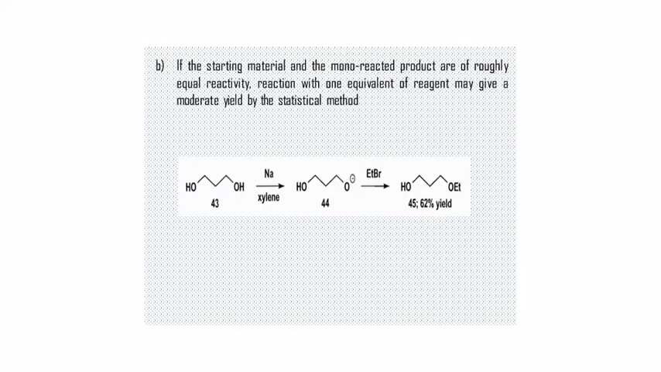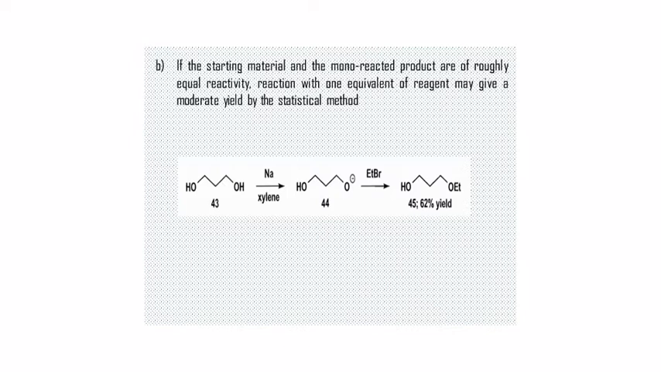B. If the starting material and the mono-reacted product are of roughly equal reactivity, reaction with one equivalent of reagent may give a moderate yield by the statistical method. Treatment of the symmetrical diol 43 with strong base gives a mixture of monoanion 44, starting material 43 and the dianion. If the mixture were perfectly statistical, and each species equally nucleophilic, we should expect 50% 44 and 25% each of 43 and the dianion.